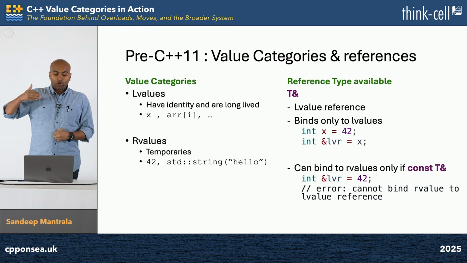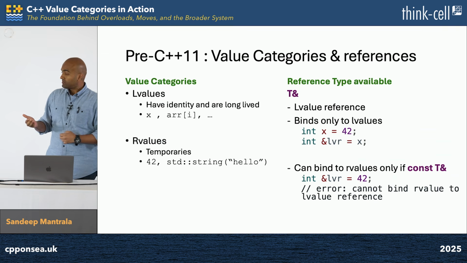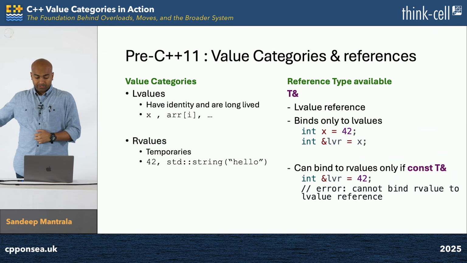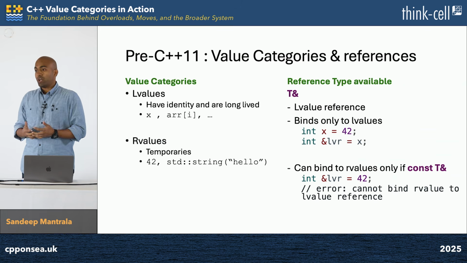So can we also bind to rvalues using this T&? You could bind to rvalues only by using a const T&, right? So what is the problem with this? We are unable to bind to rvalues. And why is that important?